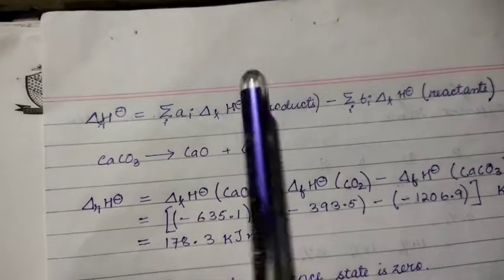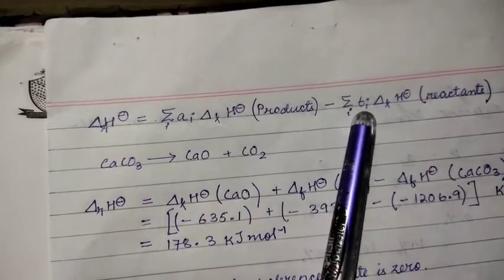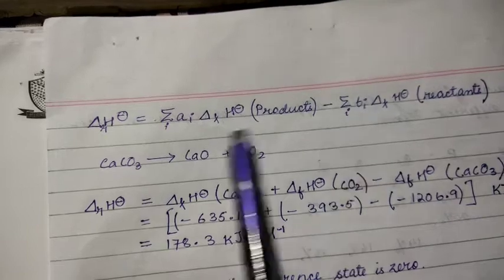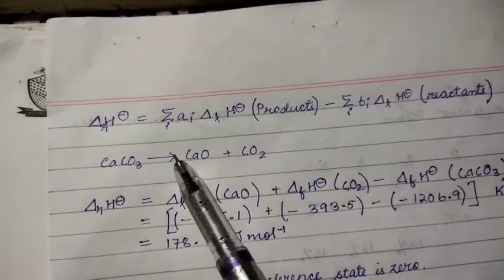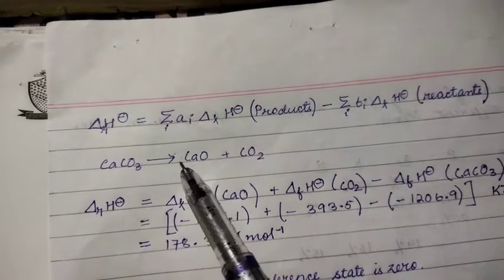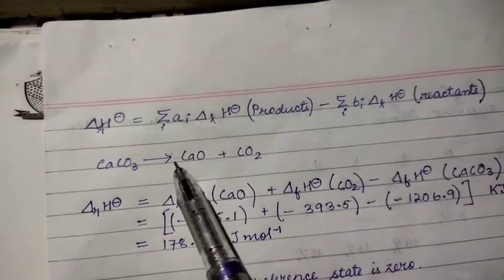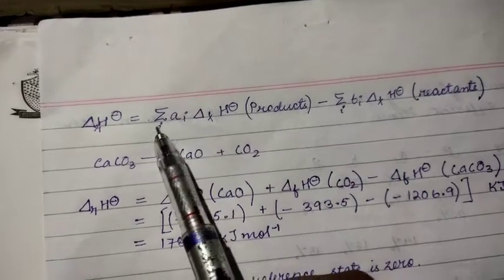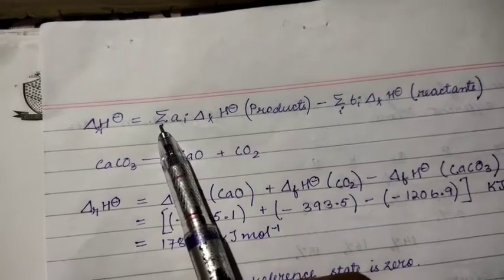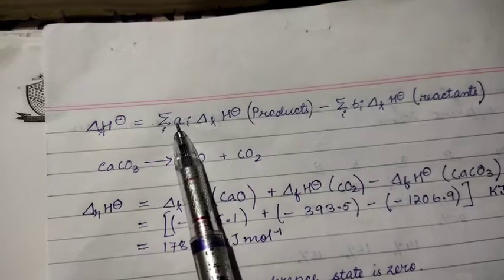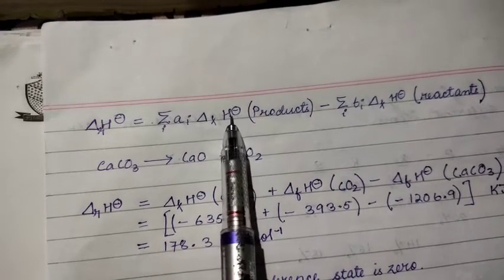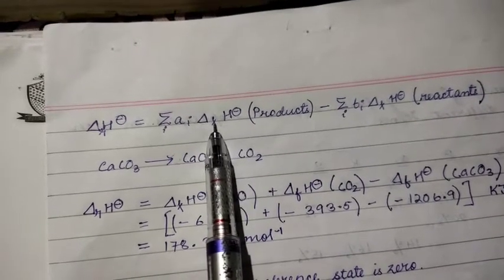So this ai and this bi are nothing but the coefficients. If a 2 was here, supposedly in order to balance the reaction, then this is a. The coefficient is designated as a. This is the symbol for summation. Summation means adding up, summing up. And delta H is the change in enthalpy when something is forming.